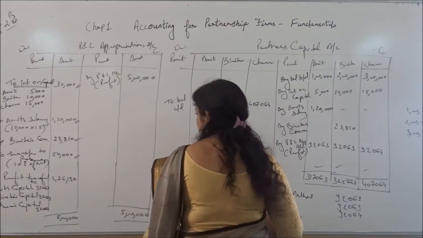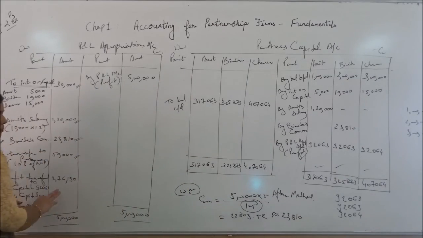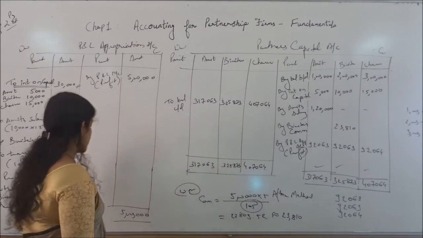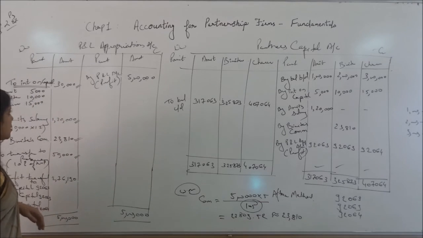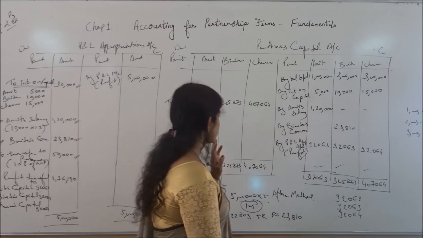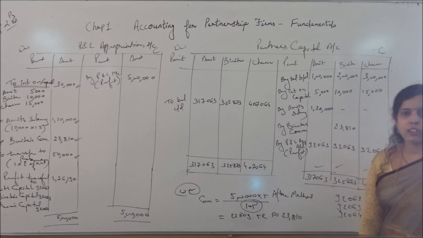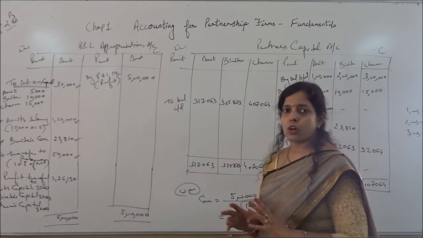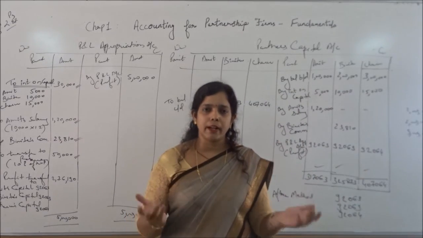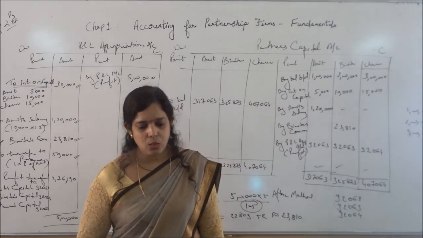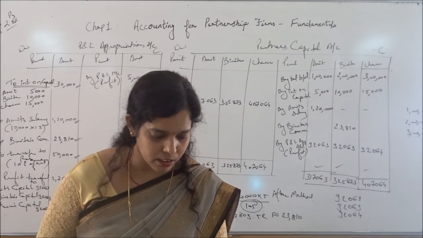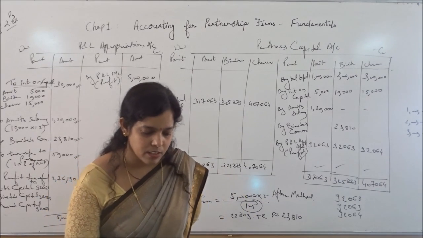Then next one, whether you transfer from here or pass from there, you will get the same entry. P&L appropriation account DR to Amit's capital 92,063, Vinita's capital 92,063, and Charu's capital 92,064. Right? In this way, we have passed the entries. All entries we have discussed orally, though it was not asked in the question, but just for practice. In the previous question also we wrote here, now we have discussed orally, right?